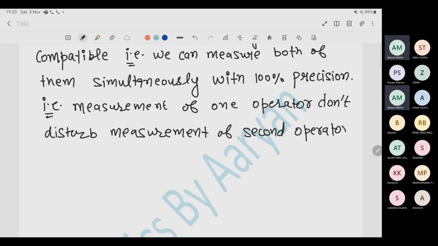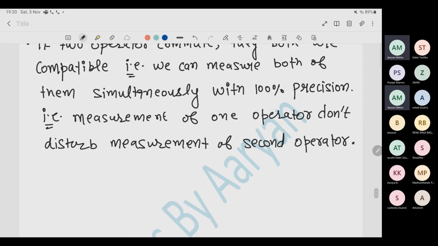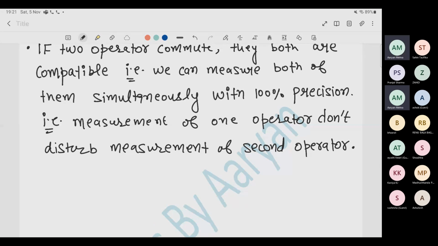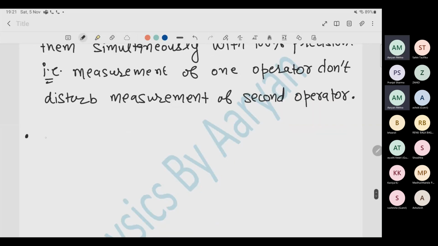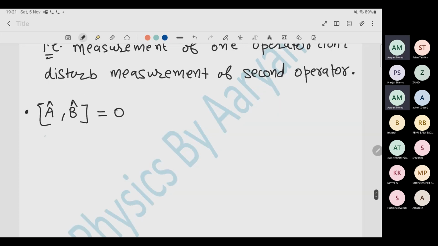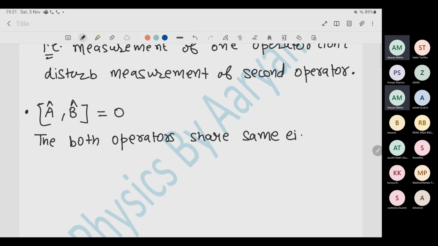Second operator. Now, there is one more piece of information which I want to add here. This is very important. Now, what does it say? If the commutation relation of A cap and B cap is 0, both operators share the same eigenstates.